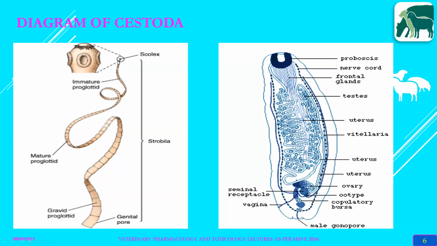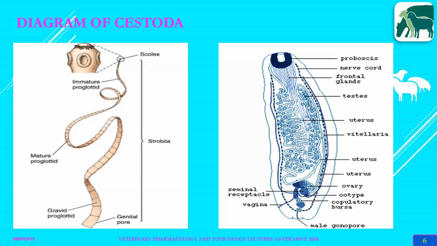The upper part is the immature proglottid. The broader one which comes in between is called the mature proglottid. They have serrated structures, and this is the gravid proglottid, which will fall off as usual, and this is the genital pore. The entire part is known as the strobila, and the upper part is the scolex.